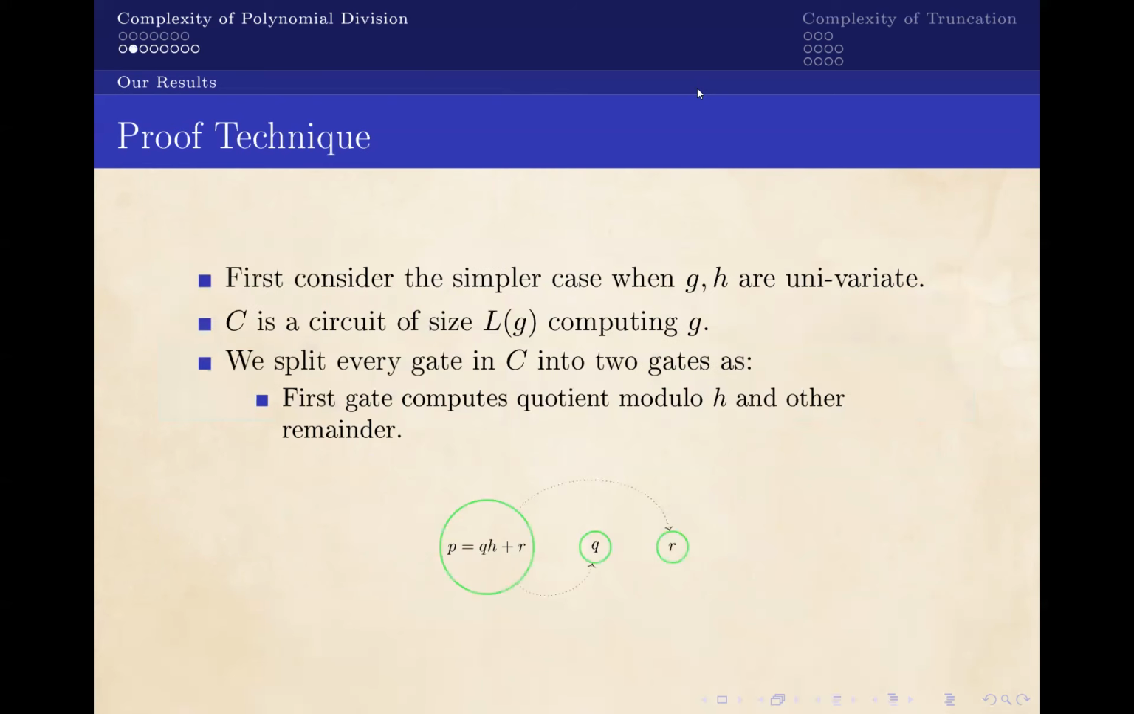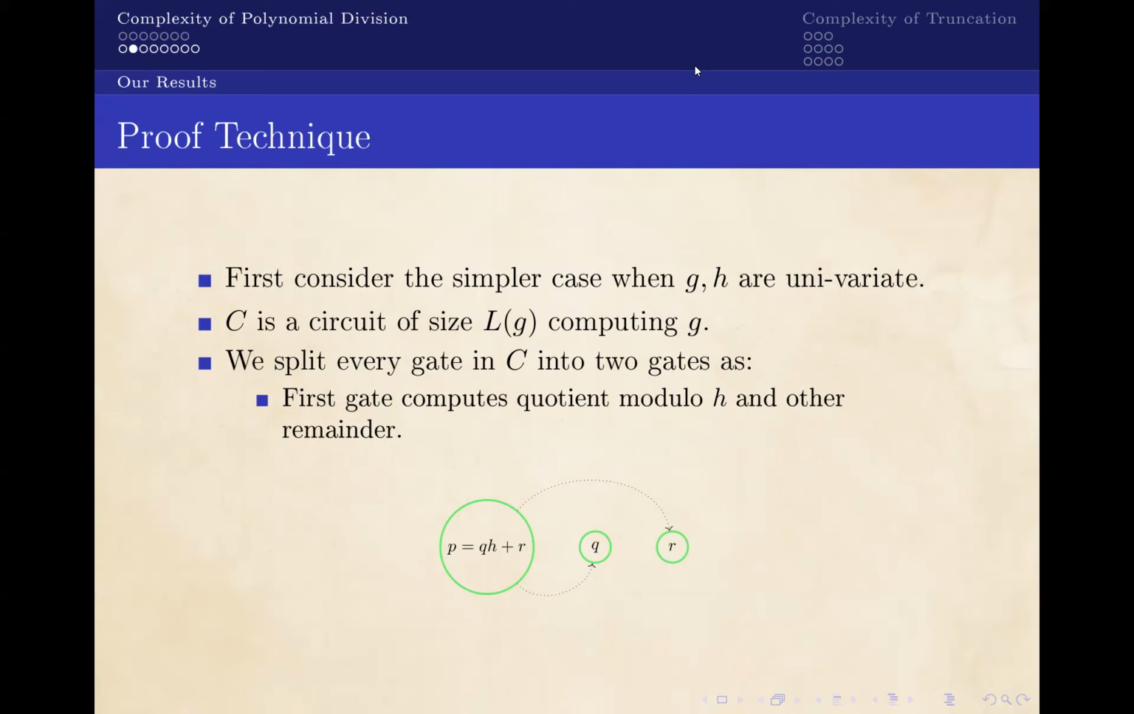Now let me try to give you some idea how this result is proved. So first, let's consider the simpler case when G and H are just univariate polynomials, right? So C is a circuit of size S which computes G, and we want to convert this circuit of G to some new circuit which will compute this polynomial G over H. So in this new circuit, we will have two gates for each gate of C. Suppose there was some gate in C which was computing this polynomial P, right?